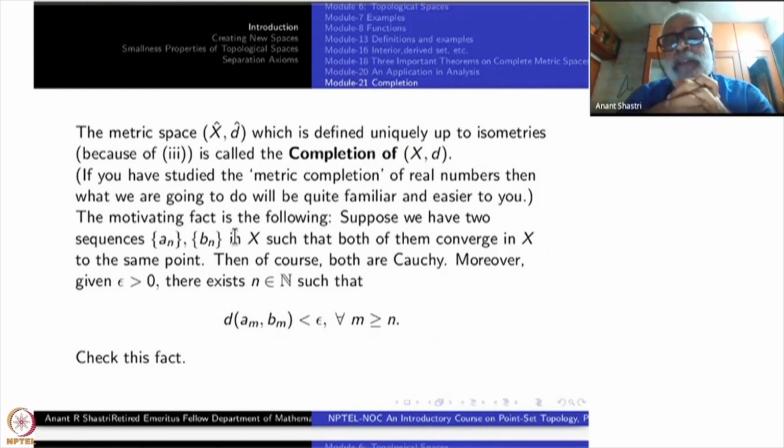So how do we express that? For each epsilon there exists n such that for m bigger than or equal to n, the distance between a_m and b_m, the same m, will be less than epsilon. All that you have to do is use the triangle inequality here. I will leave it to you to verify this one. Two Cauchy sequences converging to the same point, then they will be nearer to each other by this definition.